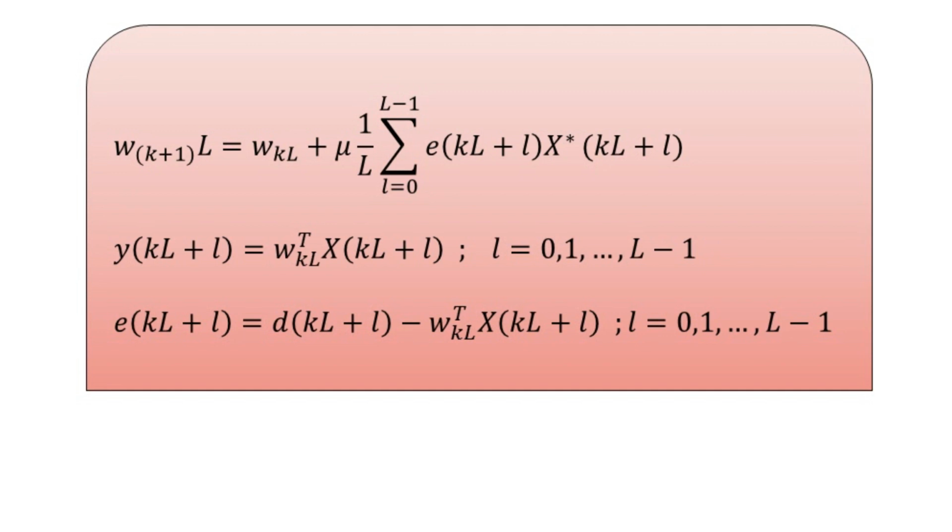Since we have the output y of n over each block of L values, and that is the convolution of the weight vector w_{kL} with a block of the input samples, the efficiency of the block LMS algorithm comes from using the fast Fourier transform to perform this block convolution.